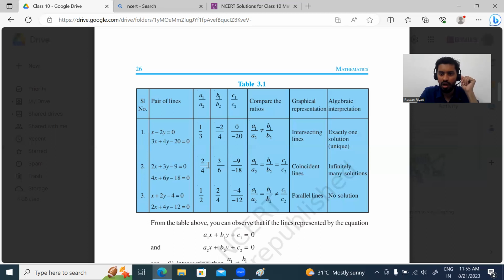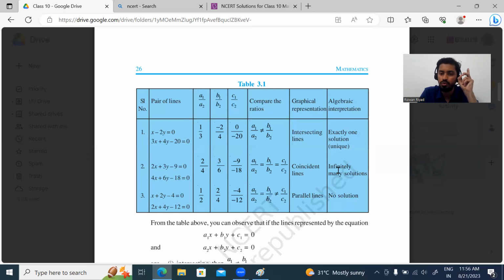You studied about equivalent fractions, right? 2 by 4 is 1 by 2. 3 by 6 is also 1 by 2. 9 by 18 is also 1 by 2. So all are equal. All are 1 by 2. So we can say A1 by A2 equal to B1 by B2 equal to C1 by C2. All are equal. This is the condition for coincident lines or infinitely many solutions.